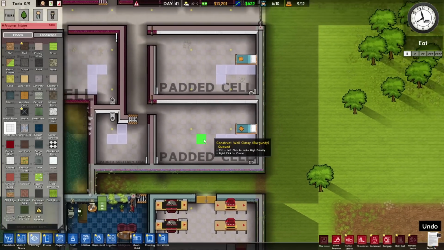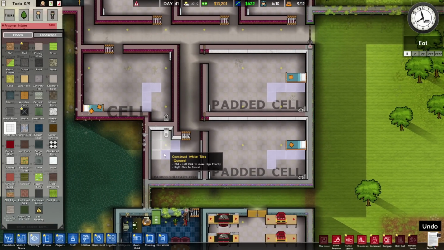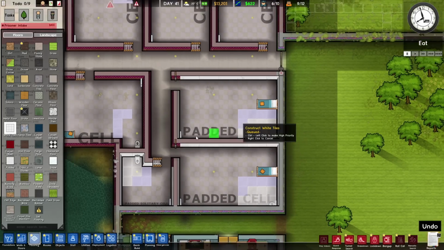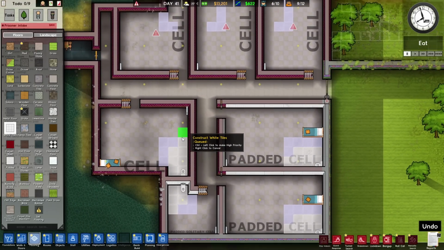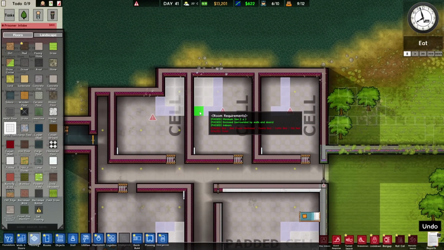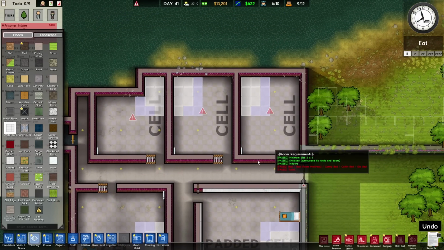So yeah, let's get these set up as well. So a little bit like that, and some tiles going in like that, just to make them look at least a little bit lovely. Because we've got standards here at the Loveliest Prison. We want things to be a little bit lovely. So there we go. So sort those out.